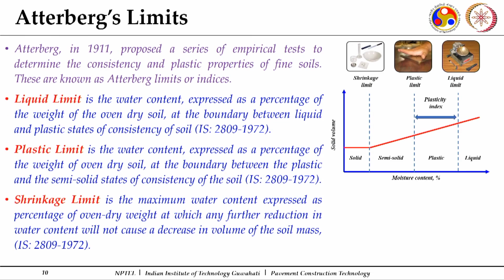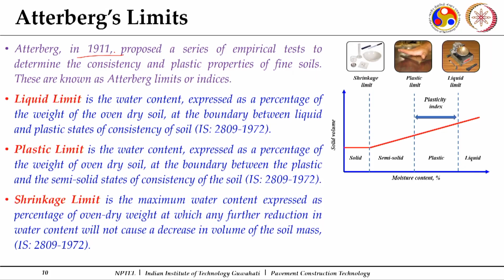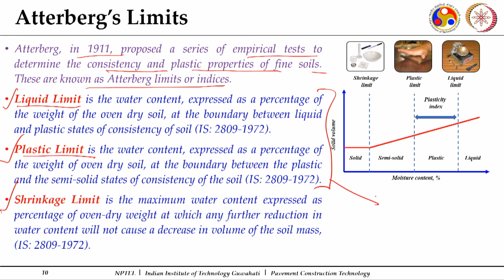Now, the other important aspect comes in terms of the Atterberg limits. Under these Atterberg limits, we want to determine especially the nature of the soil, how it behaves in the presence of water. Atterberg in 1911 proposed a series of empirical tests to determine the consistency and plastic properties of especially fine soils. Three important things we require here are: one is the liquid limit, second the plastic limit, and on the basis of these two we get the plasticity index. These are three, and another limit which can be extracted out of it is the shrinkage limit.